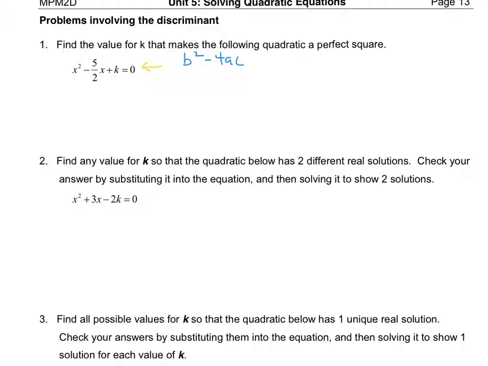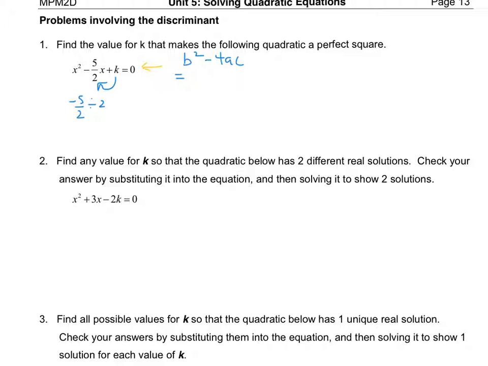Now we could also use our other method. If it didn't say I needed to use the discriminant, I know that I really could take half of negative 5/2, so half of that, divide by 2, and then I could square that answer, and that also would solve for my value of k.